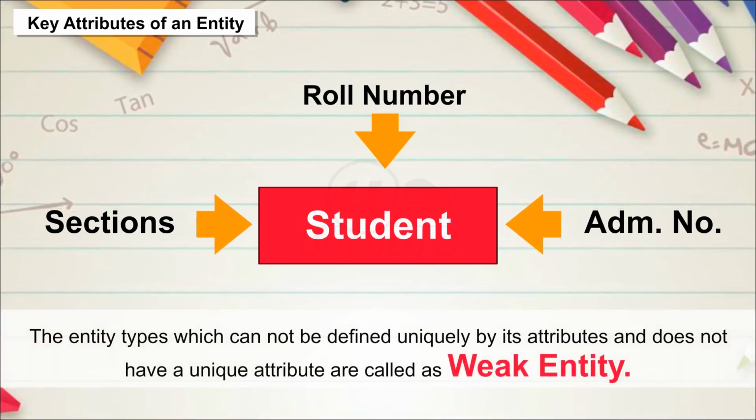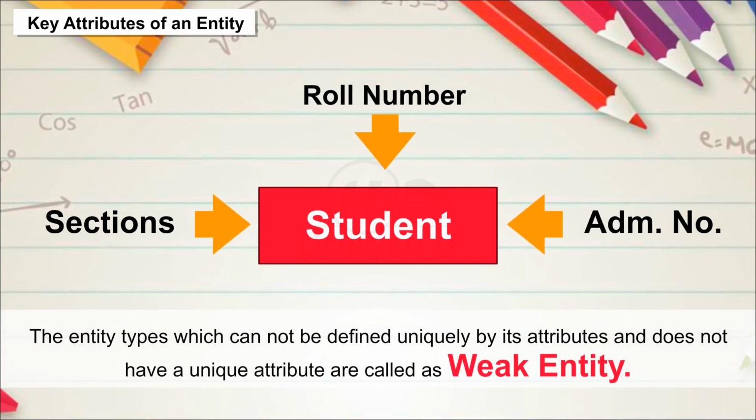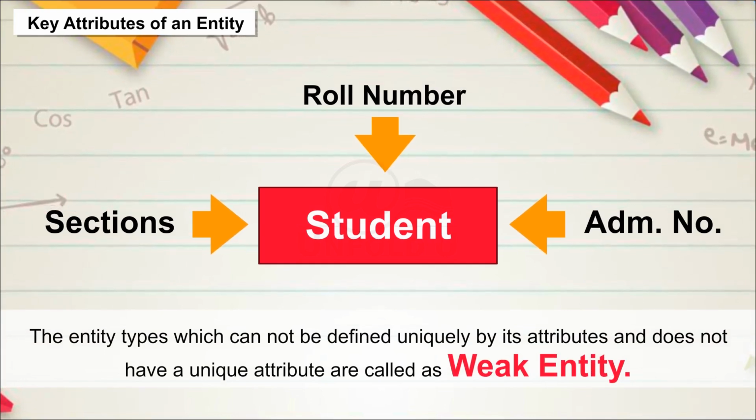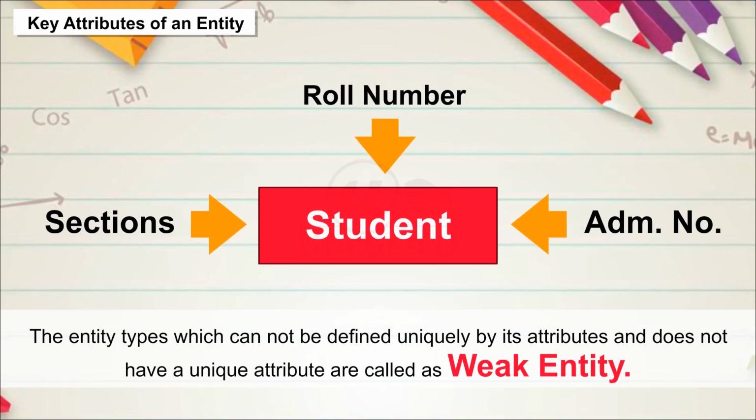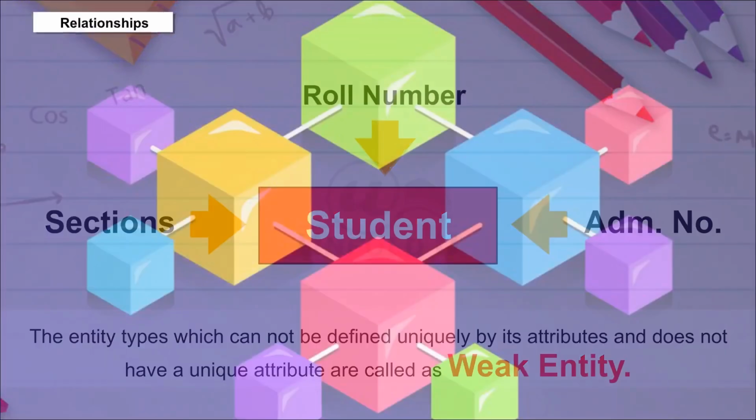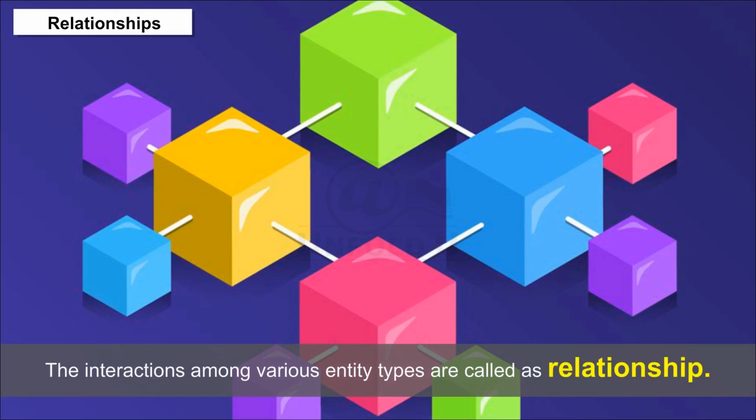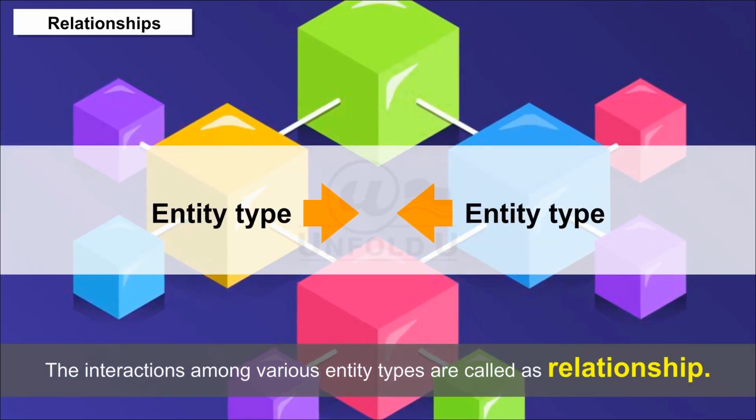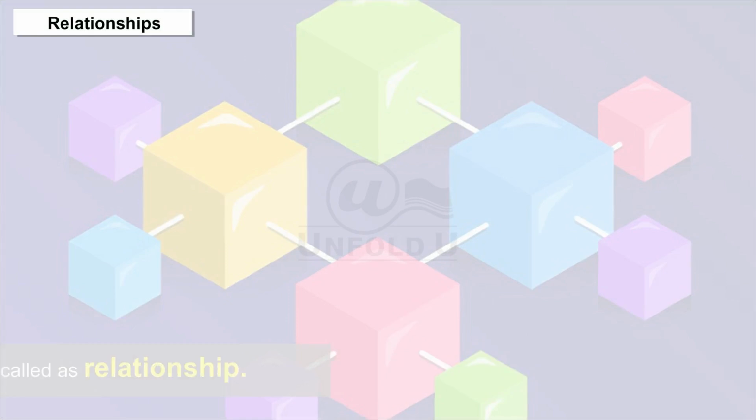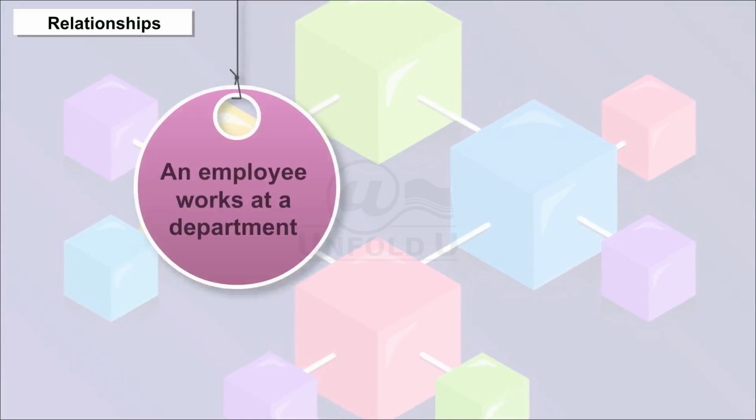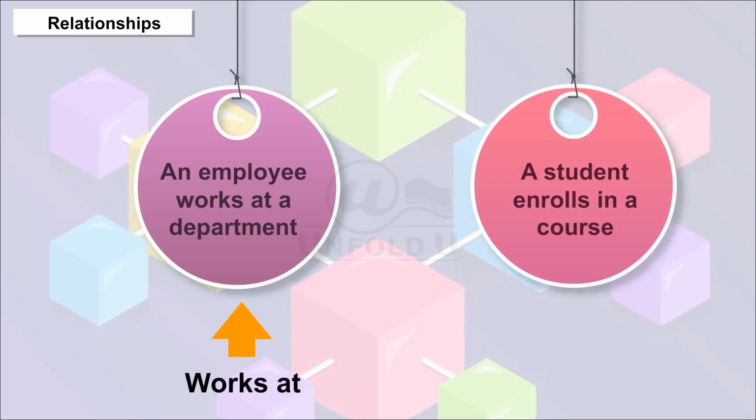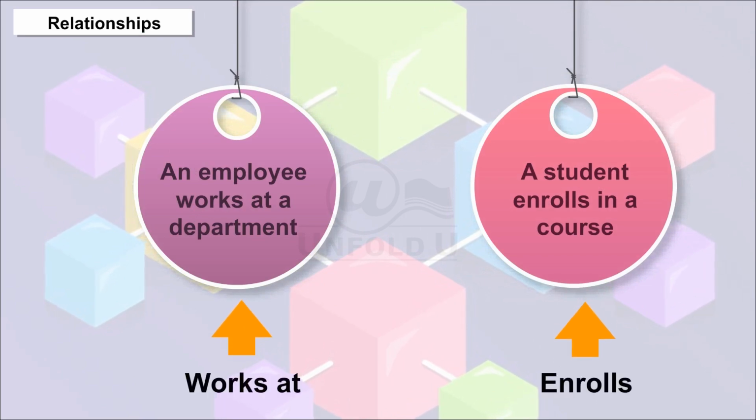The entity types which cannot be defined uniquely by its attributes and do not have a unique attribute are called as weak entity. Relationships. The interactions among various entity types are called as relationship. For example, an employee works at a department, a student enrolls in a course. Here, works at and enrolls are called relationships.